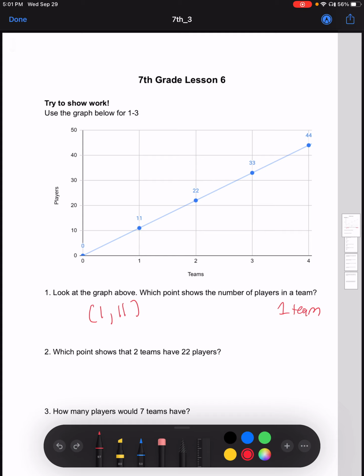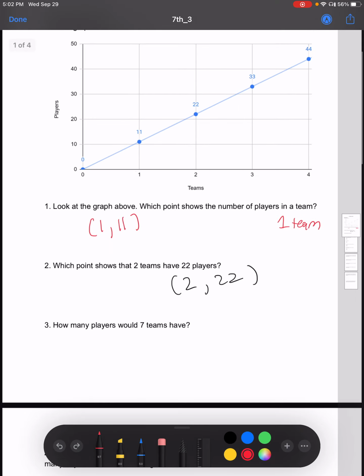Number 2 asks us, which point shows that two teams have 22 players? In other words, they're asking us for the point at 2 teams and 22 players. Remember that the x-axis represents the number of teams, and the y-axis represents the number of players. Therefore, they're asking for 2 teams, or 2 in the x, and 22 players, or 22 in the y. Therefore, our answer would be 2, 22, or this point right there.